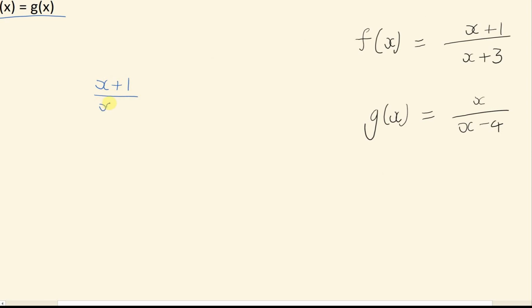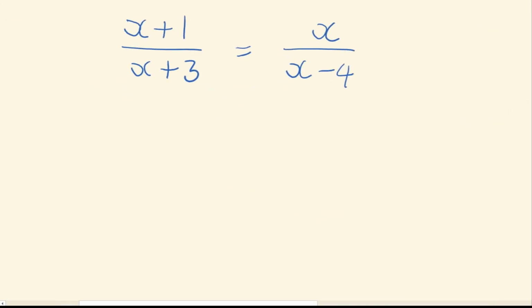So first step, we just write them down both equal to each other. And again, basically the global rule when solving any equations like this is you want to get rid of your fractions as soon as possible. So the opposite of dividing by both these things is going to be timesing by them both.